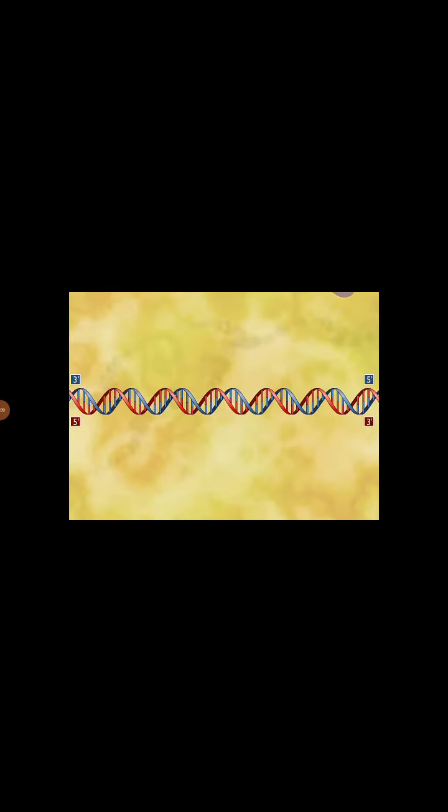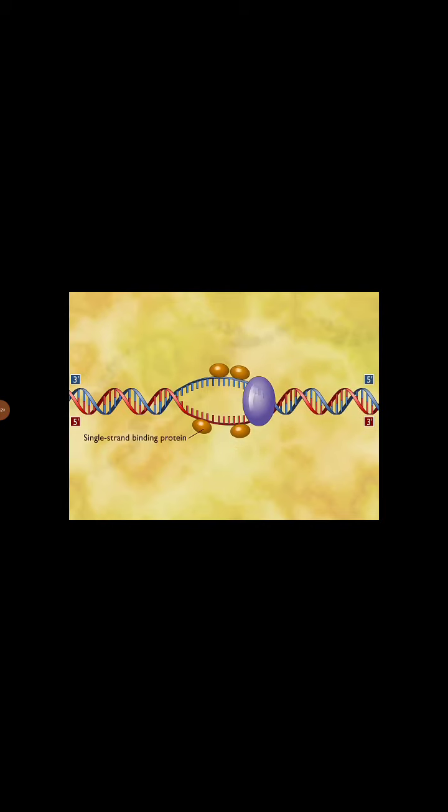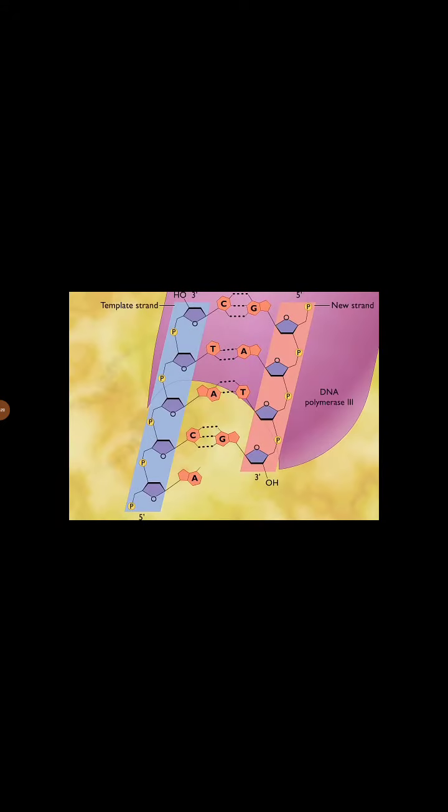The replication of DNA begins at a sequence of nucleotides called the origin of replication. Helicase unwinds the double-stranded DNA helix, and single-strand binding proteins react with the single-stranded regions of the DNA and stabilize it. DNA polymerase III is the major enzyme involved in DNA replication.